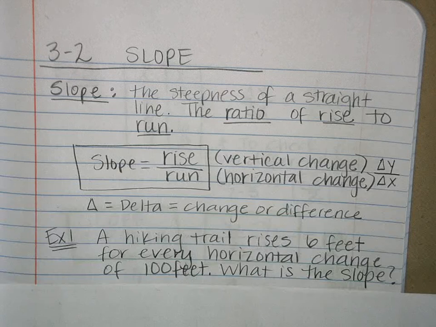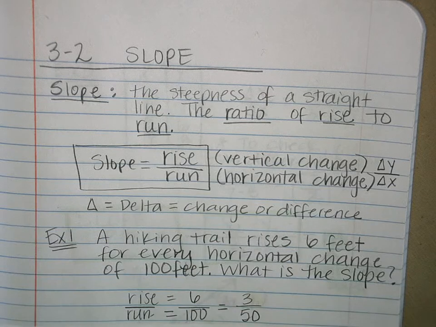Rise, it has the rise in there. 6 over 100, you guys know, is what? 3 over 50. 6 over 100 is the same as 3 over 50. So you do have to simplify it. Okay.